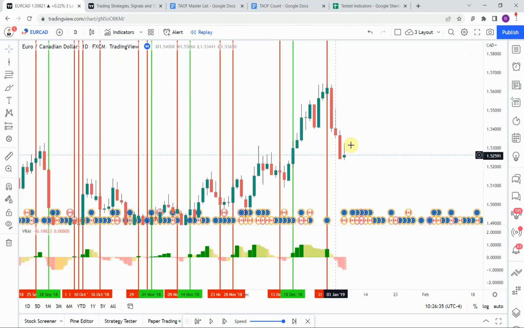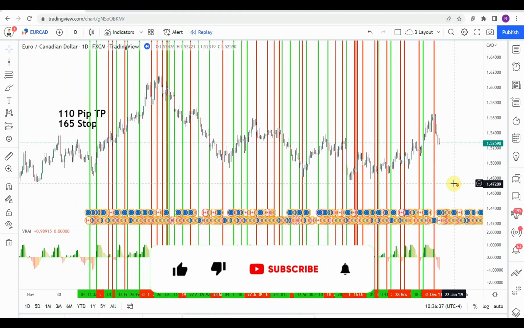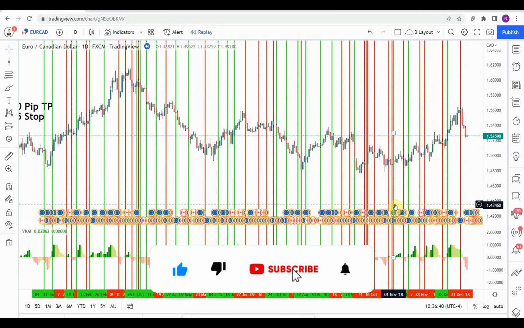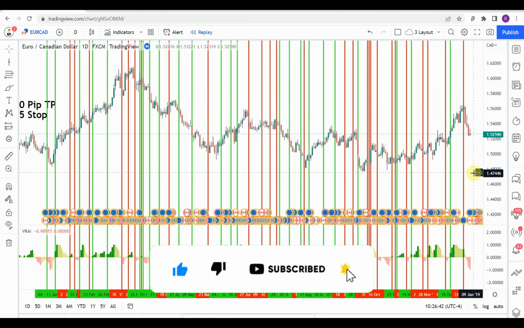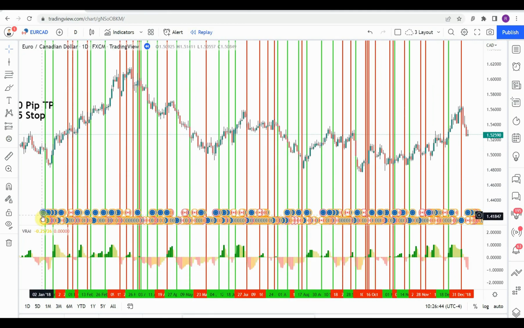All right, so let's go ahead and take a look at our indicator here. Ooh, a lot of trades within the 1 year's time. Let's go ahead and count them out and see what we have.